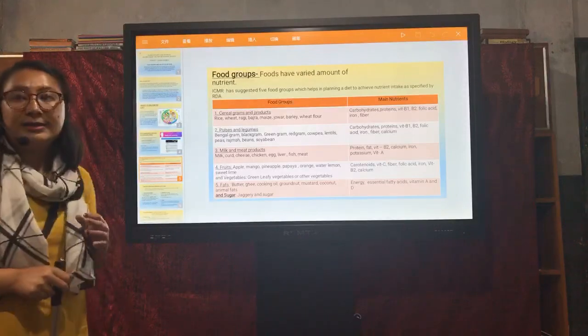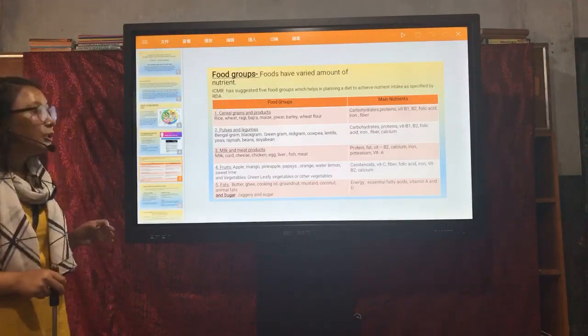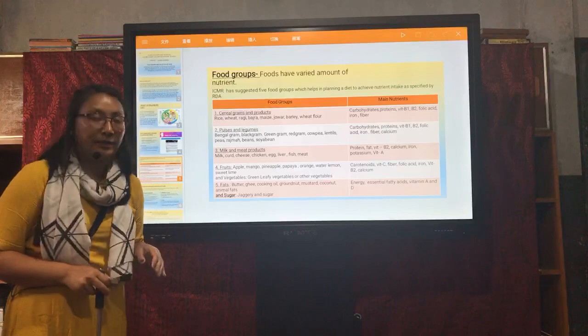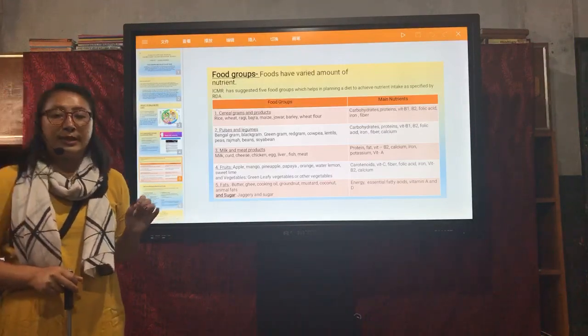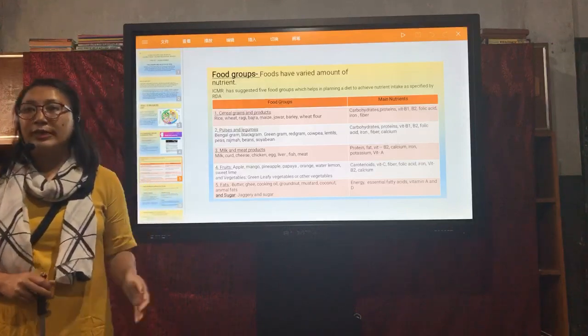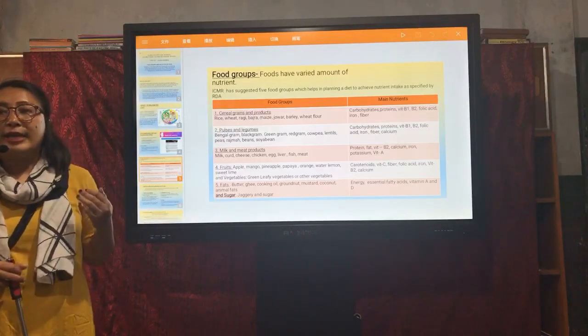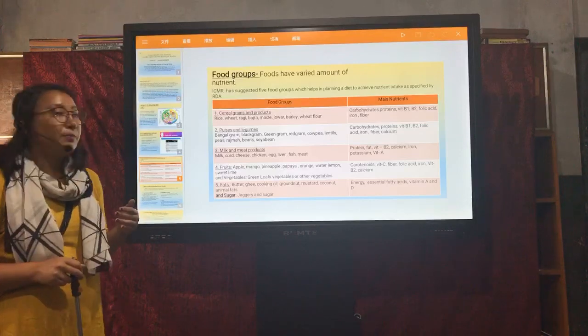So to have a balanced diet, to live a healthy lifestyle, we also need to know what kind of food groups there are. As I said earlier, a single food item does not have all the essential nutrients. So we need to have a variety of foods. Foods have a varied amount of nutrients.